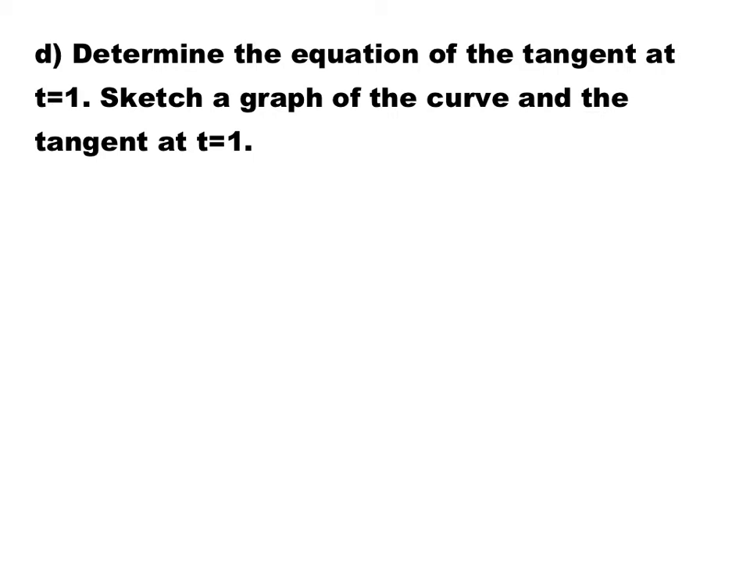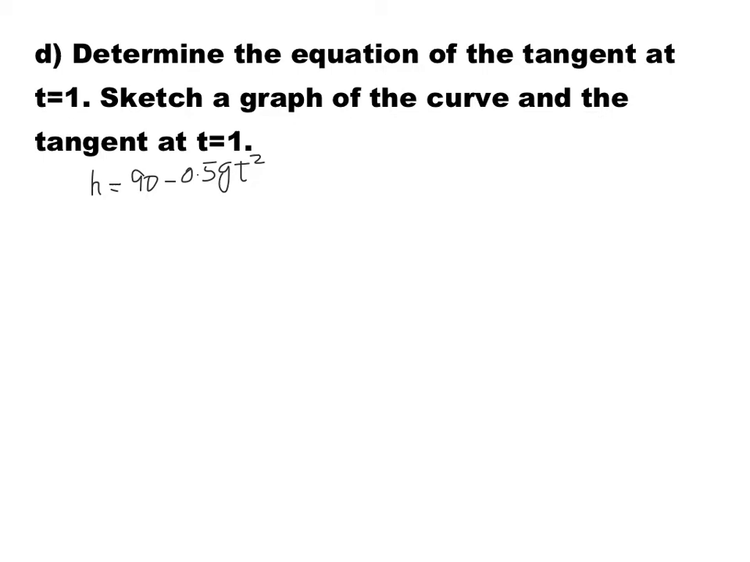The next part of the question says determine the equation of the tangent at t equal to 1, and then sketch a graph of the curve and the tangent at t equal to 1. First of all, recall that the equation of the curve was h is equal to h0. We said that h0, the initial height, was 90 meters, so 90 minus 0.5 gt squared.